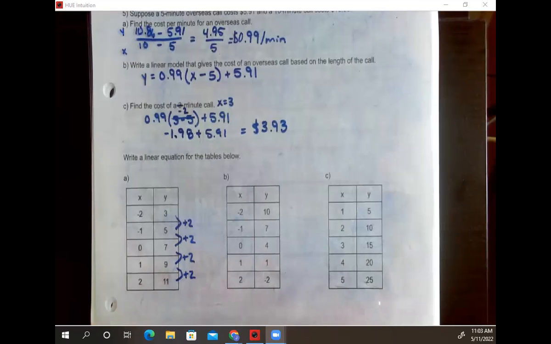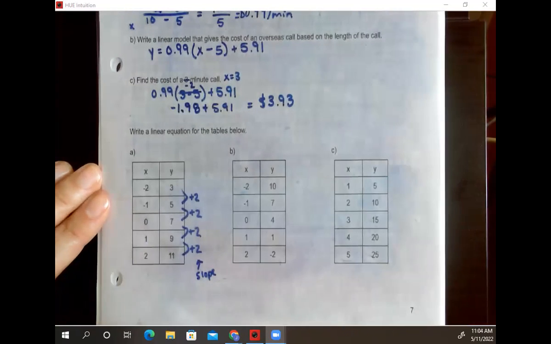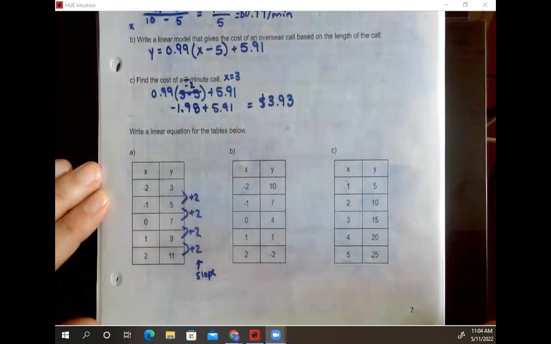So we talked about this the other day. For a linear function, I am always adding or subtracting the same amount. This amount is my slope. When my x values are changing by 1, that change in y is my slope. Now, if you have a table where the x values are not changing by 1s, use slope formula. I could just pick 2 points and use slope formula to figure out the slope. But if my x's are changing by 1s, then that change in y is my slope.